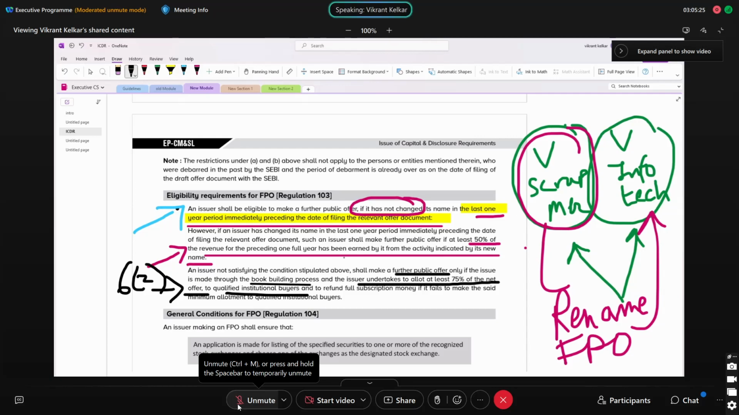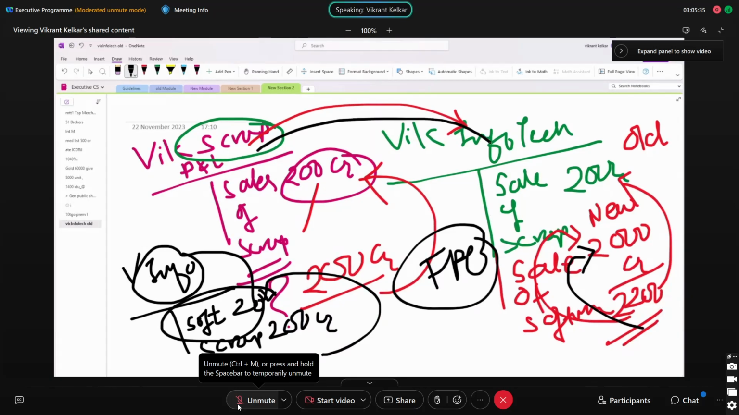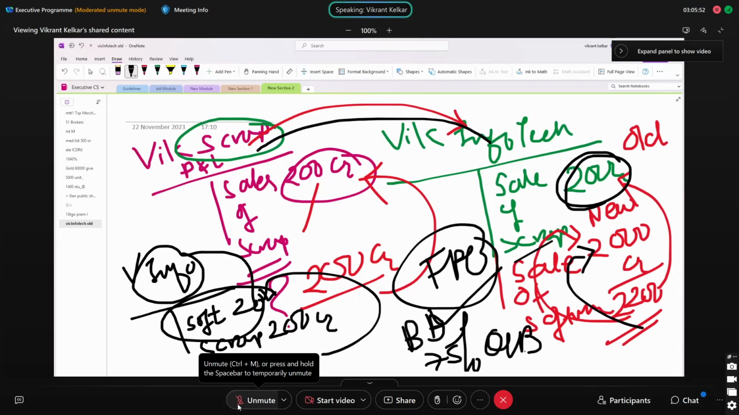So suppose you have changed your name from Vikrant Scrap to Vikrant Infotech, still you can have an FPO or not. You have changed your name from scrap to Infotech, and a very small part of your income is from sale of scrap, still you can have an FPO, but the condition is the system should be book building and 75% of the total issue should be subscribed by whom? The QIBs. Have you got the point? Sanjay, are you understanding? So this is the way out.